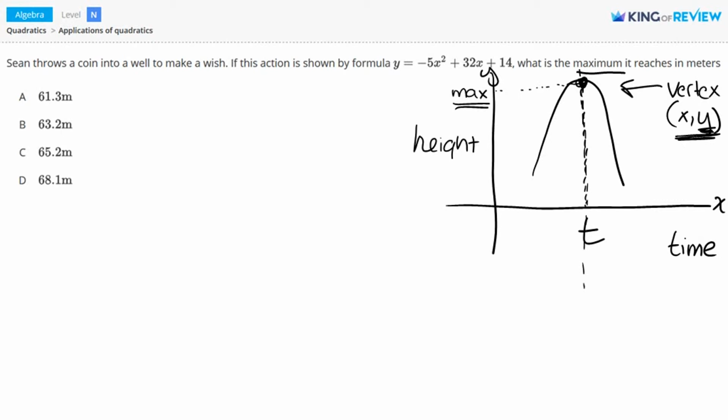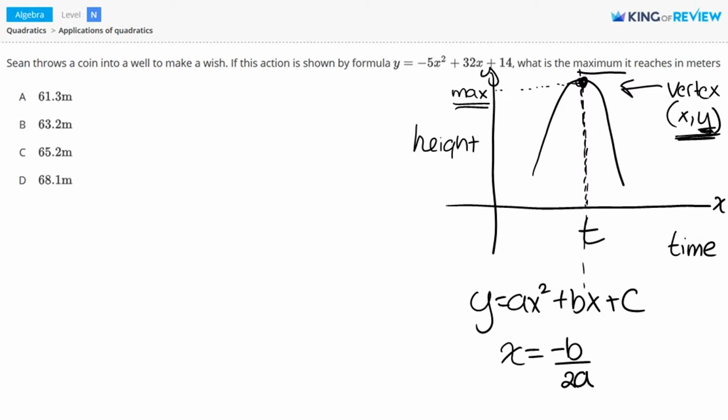Well, if we have an equation that's in the form y equals ax squared plus bx plus c, the axis of symmetry is x equals negative b over 2a. Again, remember the axis of symmetry goes through the vertex point. So if we find the axis of symmetry, we will know the x-coordinate of the vertex. The a and b values in this equation come from these numbers here.